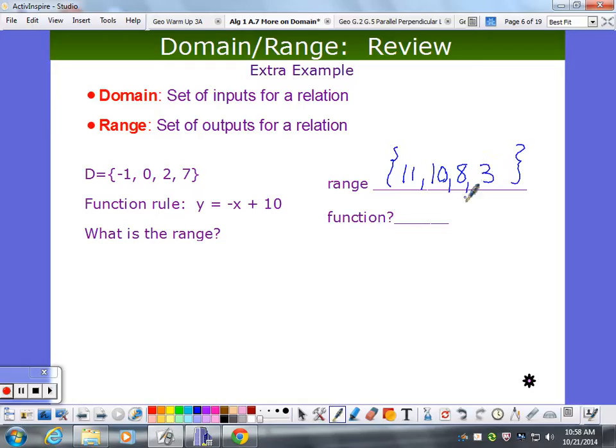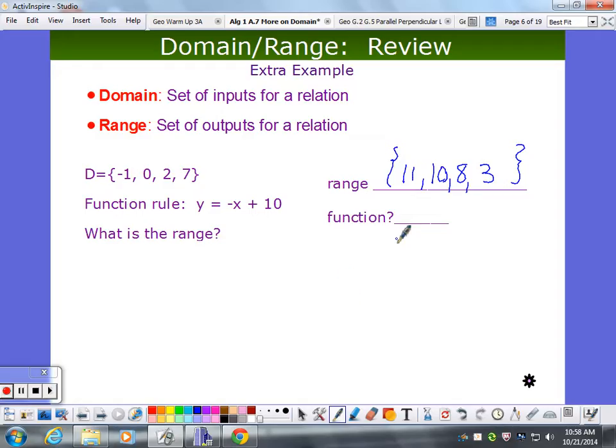Wow, what magic is this? How'd you come up with these numbers? He did this in his head. He said if you plug a -1 in here and you make it negative, it becomes a +1. 1 plus 10, 11. Very impressive. If you put a 0 in, you get 0 plus 10. If you put a 2 in, -2 plus 10, 8. If you put a 7 in, -7 plus 10. Beautiful job there.